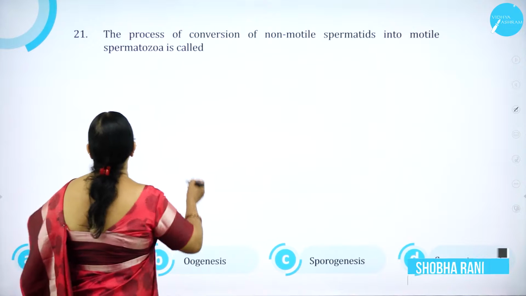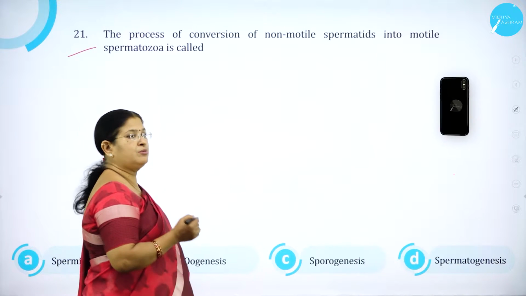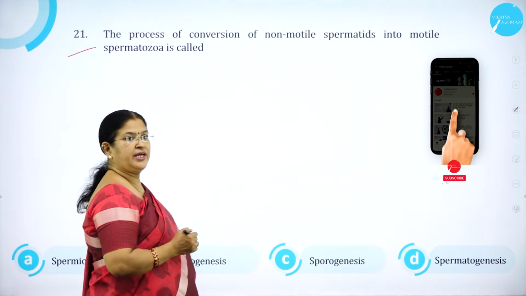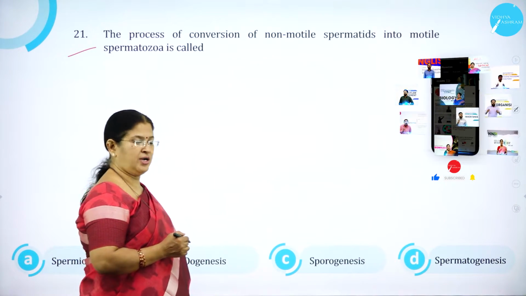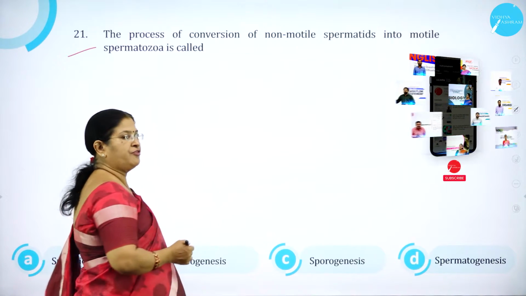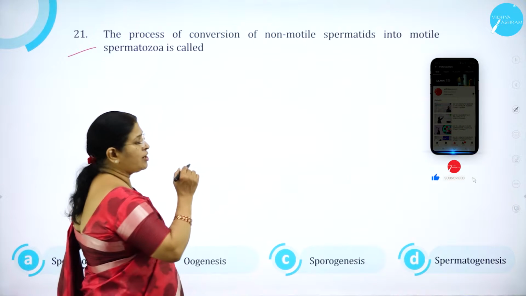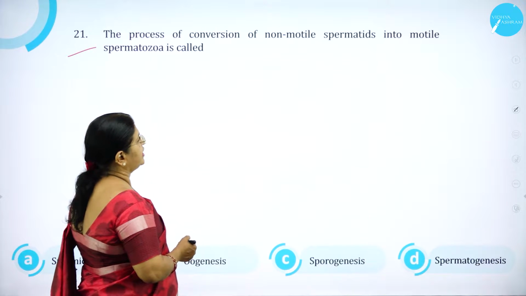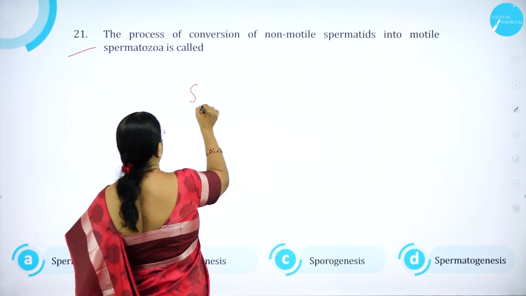Moving on to question number 21. The process of conversion of non-motile spermatids into motile spermatozoa is called. The process of formation, during the process of spermatogenesis, of the non-motile spermatids into motile spermatozoa is called spermiogenesis.